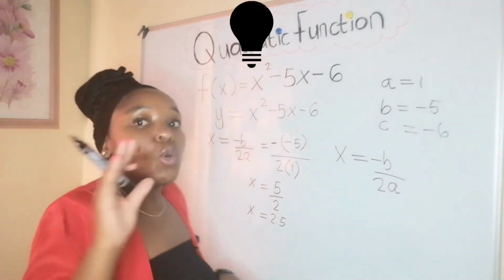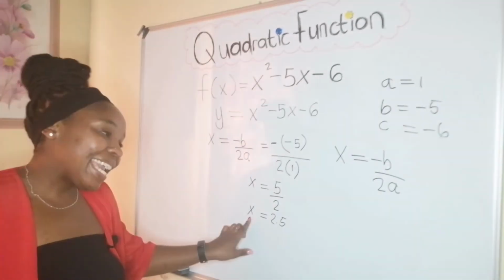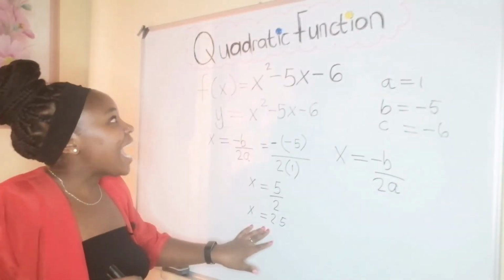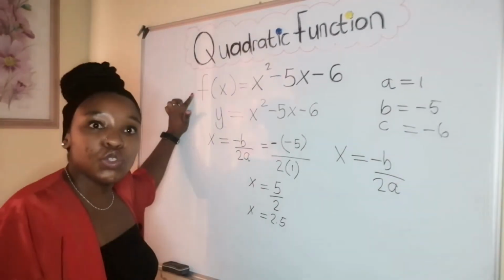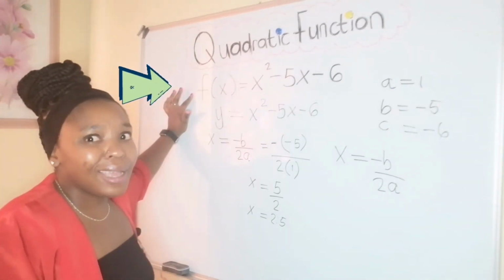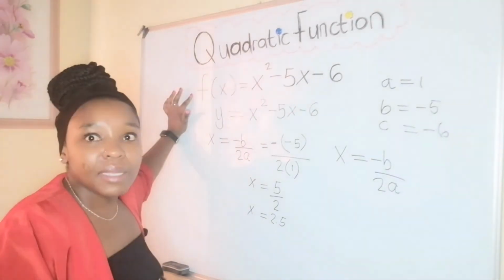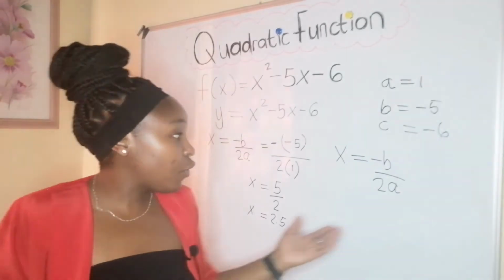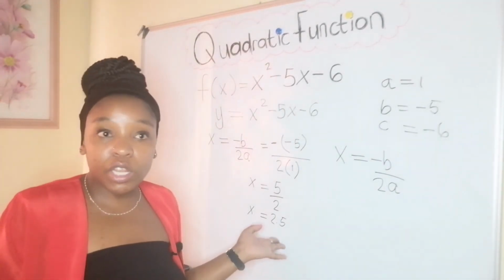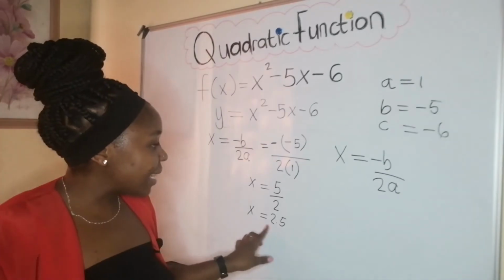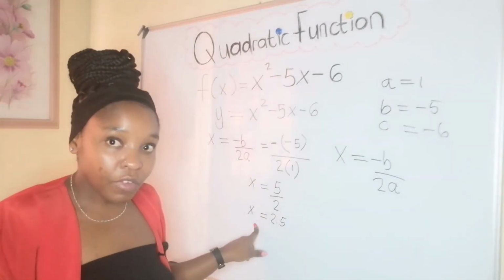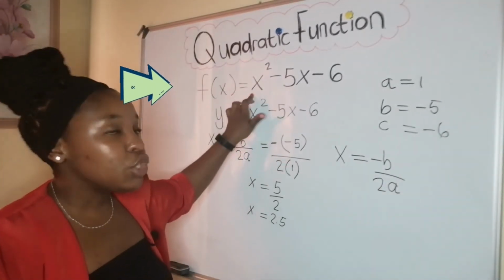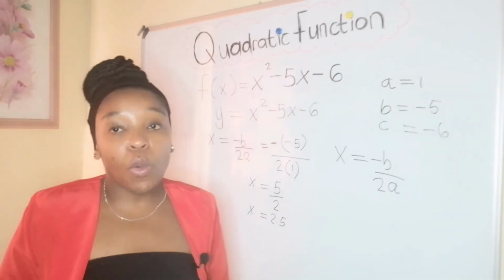Now that we've found the axis of symmetry, oh man, I can see the light. We are almost done. What do we need to do from here? We need to take the x value that we got and substitute it back into our original equation. Someone might ask how that is going to help us. It is going to help us get the turning point. How do you get your turning point? You simply take the x value you obtained from the axis of symmetry equation and substitute it back into your original equation, and that gives you your y value.